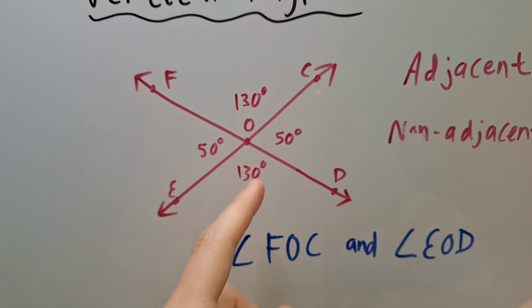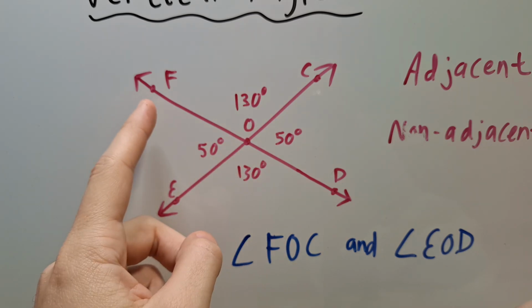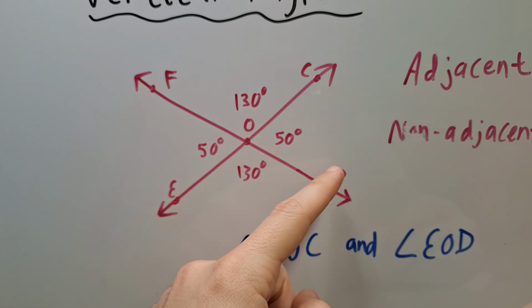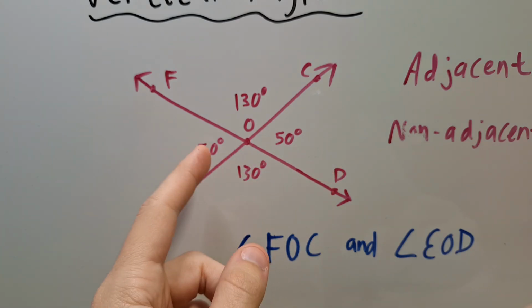They're also non-adjacent too. Likewise, angle FOE and angle COD are vertical angles. They are congruent.